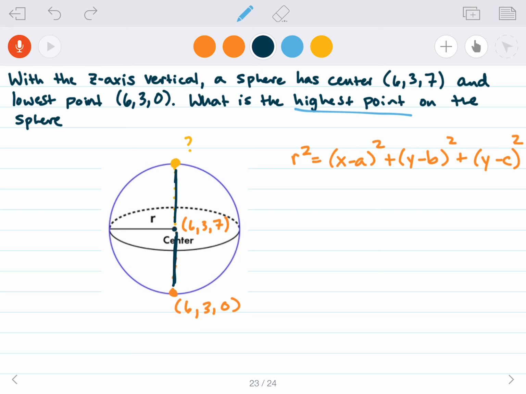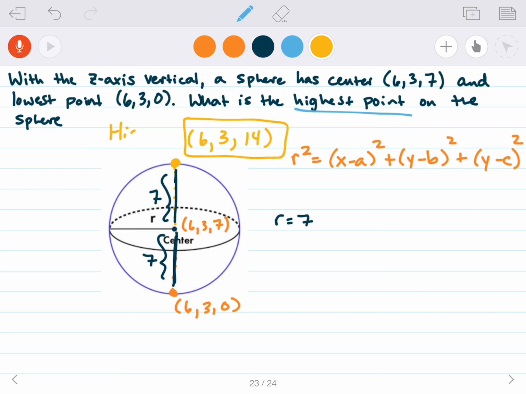It tells us that the radius is 7, right? That's a difference of 7. So that means that r is equal to 7. That's this distance right here. And if that distance is 7, this distance is also 7. But since I'm at z equals 7 and I'm going up, I'm going to add 7 to that to get my highest point of 6, 3, 14. 7 plus 7. So this is going to be my highest point.